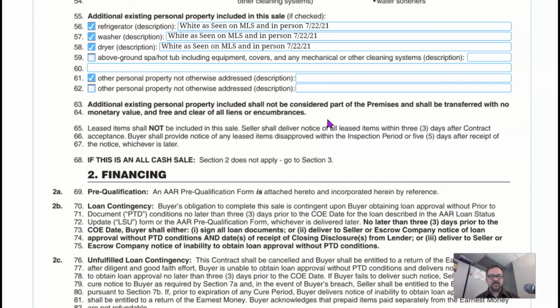Next time I do this, we're going to be doing section 2 of financing. It's referenced on the very last line that if this is an all cash sale, we're going to skip all of section 2 in the contract. But next lesson is going to be on section 2.